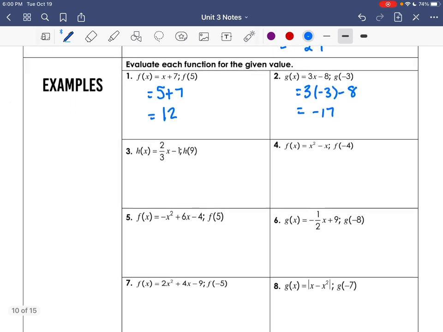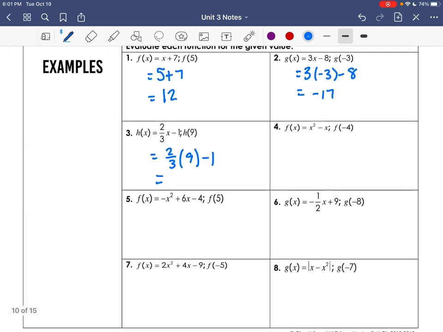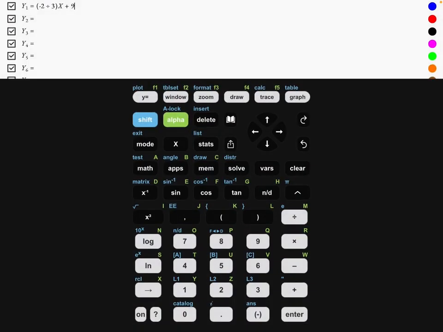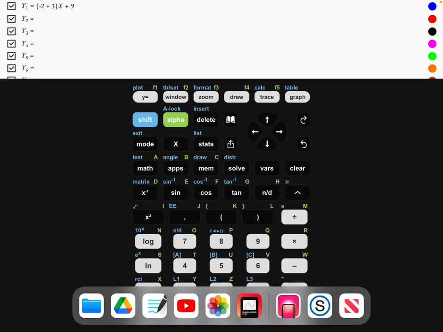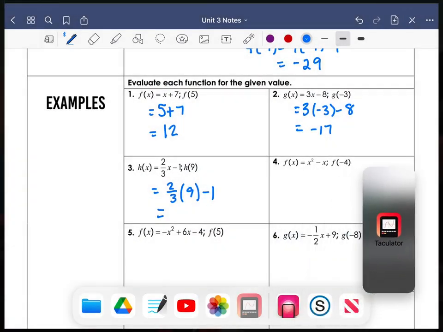For one like number 3, you are substituting in 9. So you have 2/3 times 9 minus 1. Just to be clear on this, 2/3 times 9 is 6, and then you're going to have minus 1. So the answer here is going to be 5. But you can use your calculator to do this if you pull it up here.